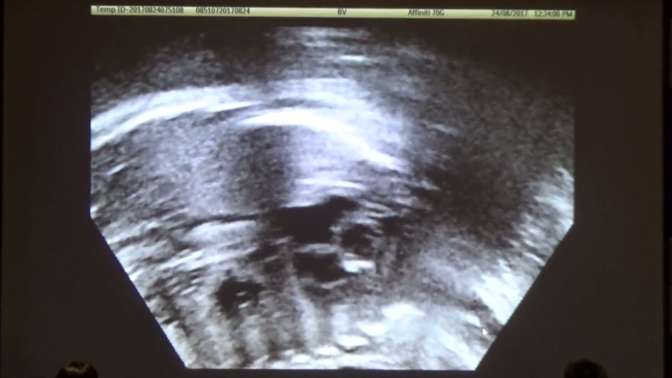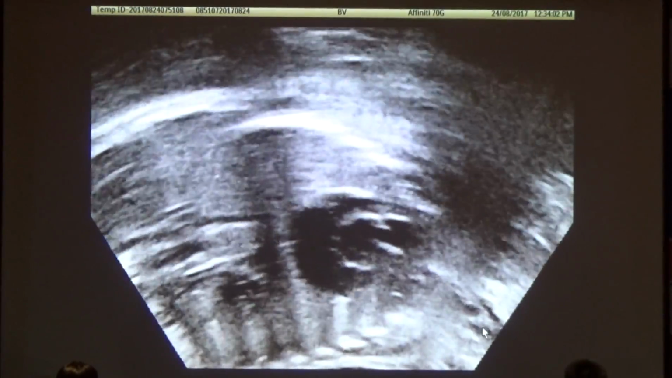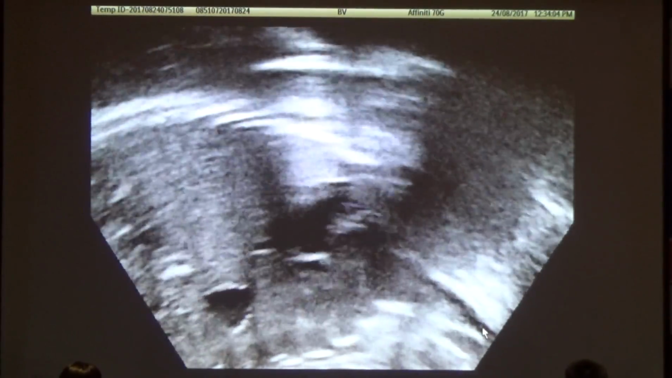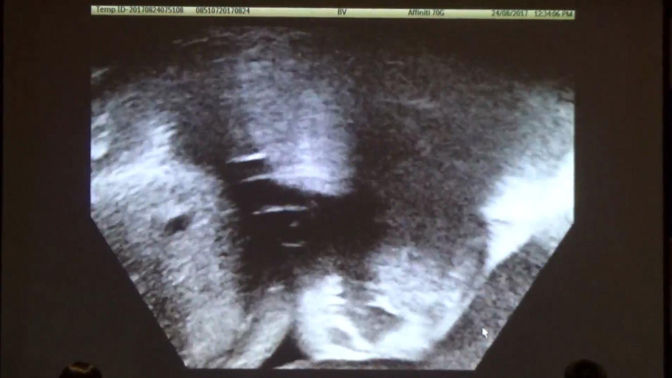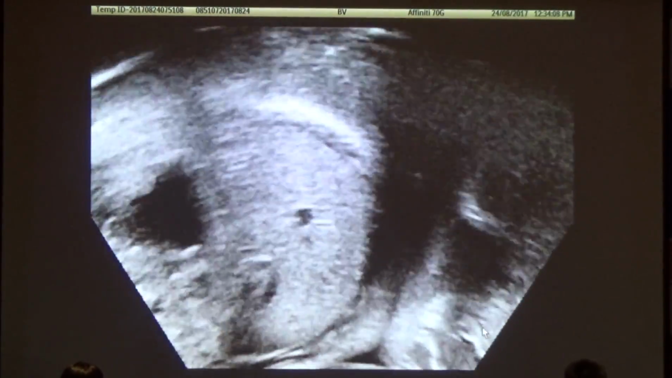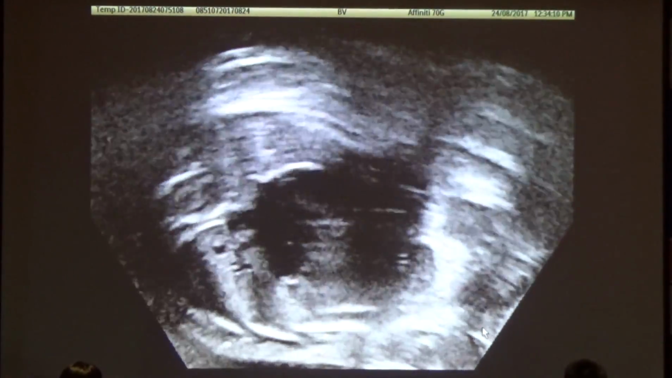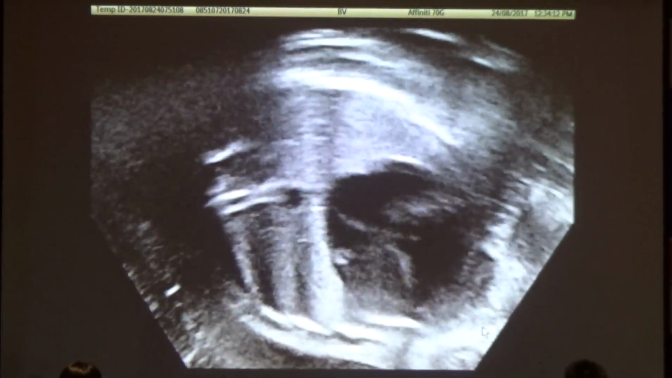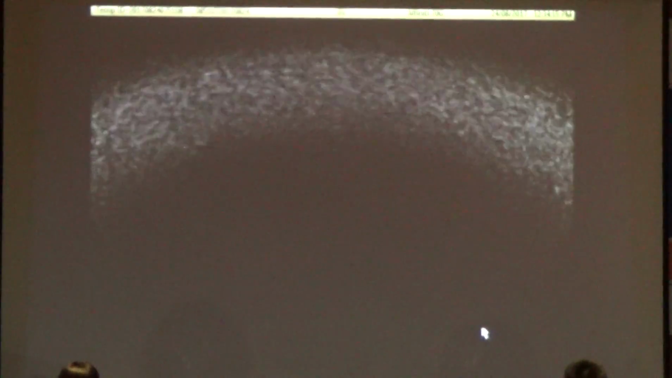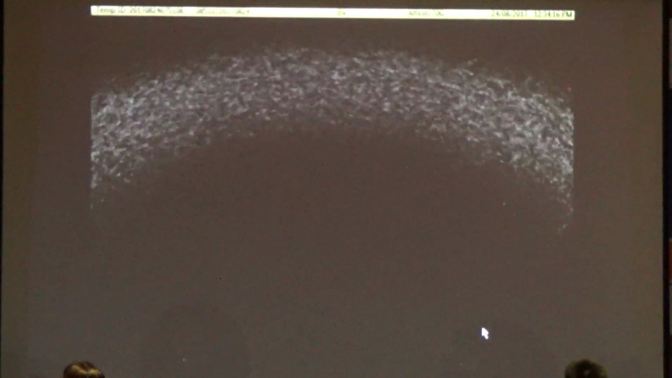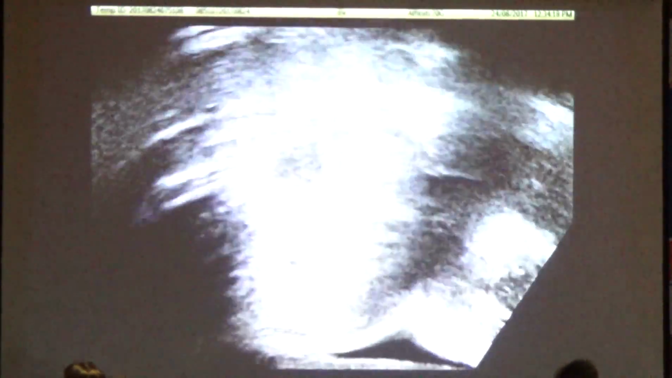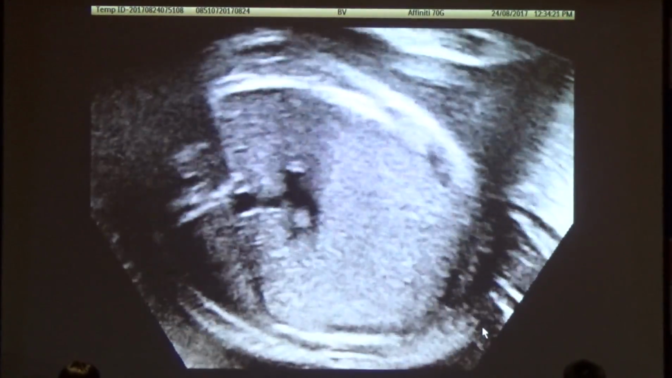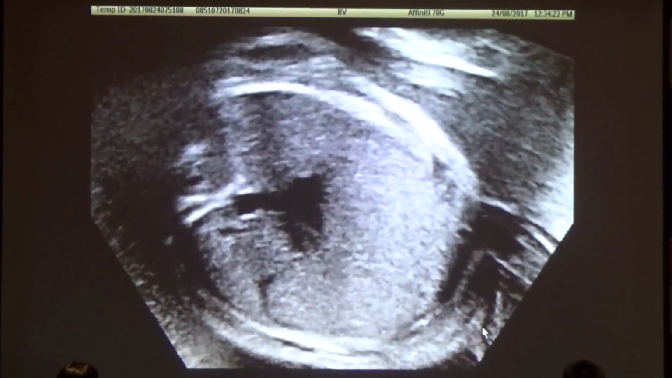Okay, now we've got the cavae once more. Okay. I don't think so. I think it's okay. It's moving a lot between the two atriums. I don't know that we'd call it a hypermobile atrial septum.